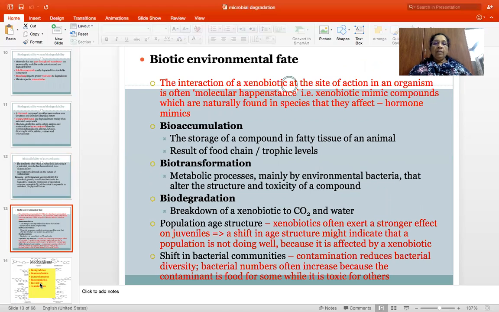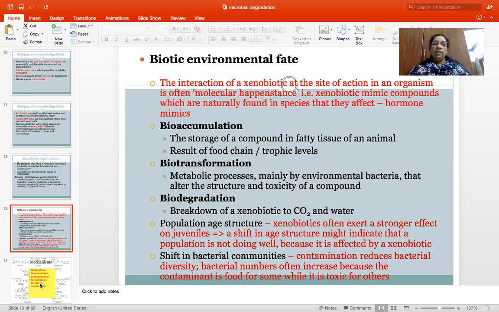Next is the biotic environmental fate. What are the different types of pathways the organisms take in case of microbial biodegradation? The interaction of a xenobiotic at the site of action in an organism is often a molecular happenstance. That is, the xenobiotic compounds mimic certain compounds which are present in the natural environment. And another concept is bioaccumulation. Already we saw the storage of compound in the fatty tissue of the organism that results in bioaccumulation, and further transfer through the food chain through the various trophic levels.